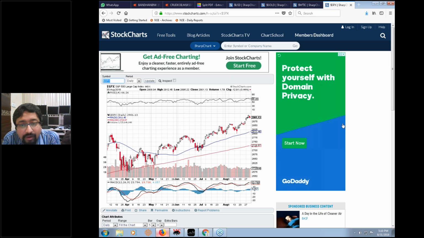So pullbacks are always buying opportunities in an uptrend, just like pullbacks in a downtrend are selling opportunities, right? So pullbacks in an uptrend are buying opportunities, and if any pullback occurs in the S&P, the ultimate make or break zone for this uptrend is 2810, but there is a minor support at the 2850 region. So if prices come to that low, then we can take some buy positions, right?